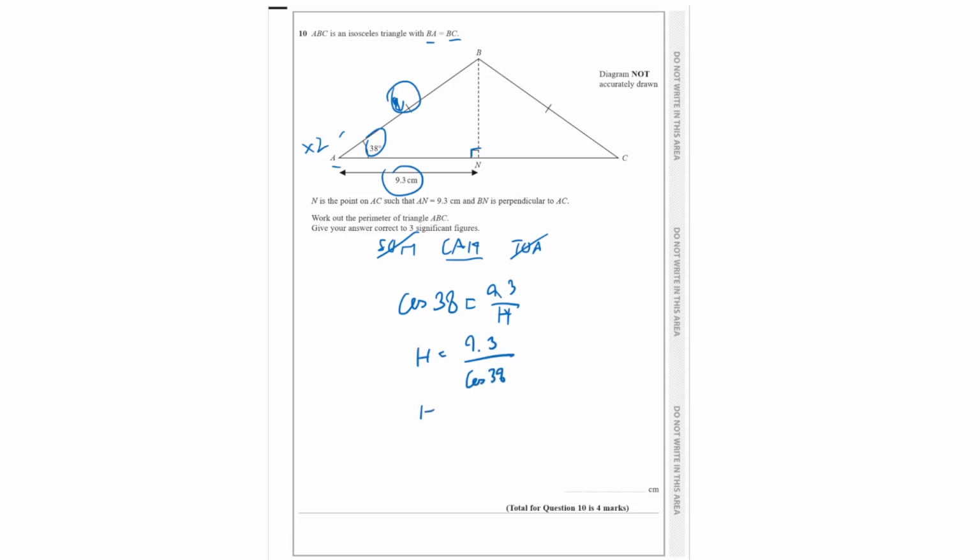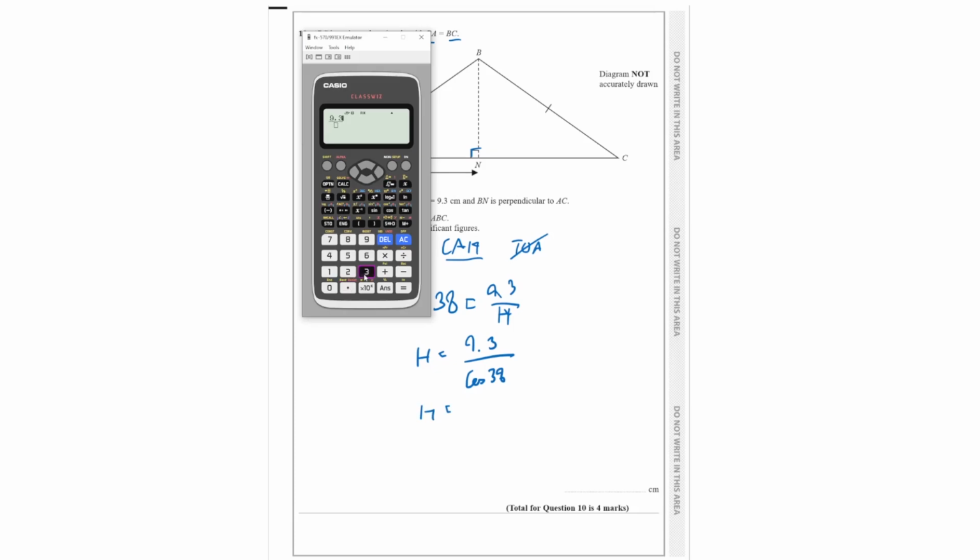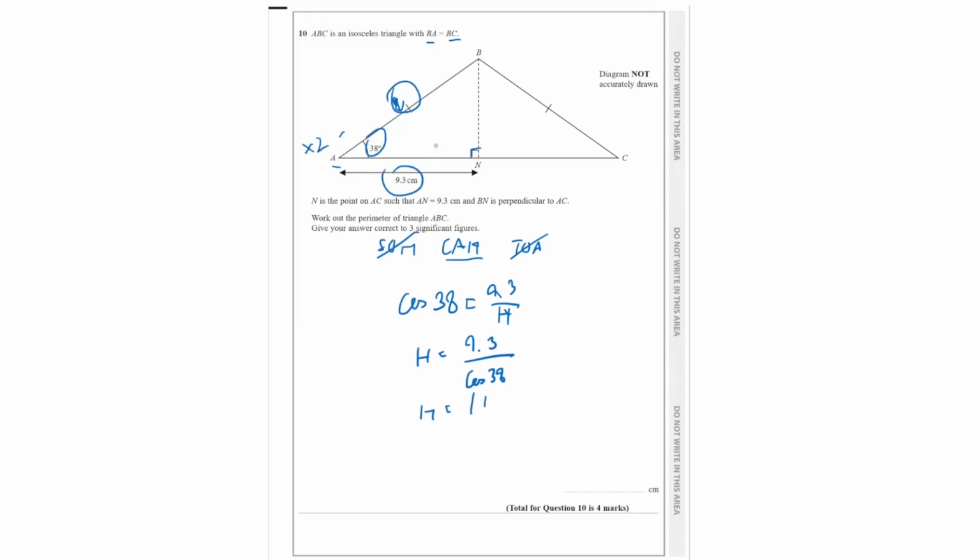We can find out what the hypotenuse is using our calculator. 9.3 divided by cos 38 is 11.8. And since this is 11.8 and sides AB and BC are equal to each other, that means this is also 11.8. And AN is equal to NC. So that means this is also 9.3.